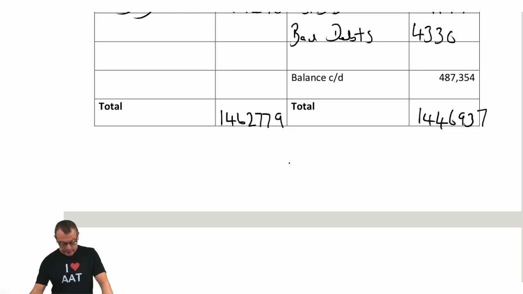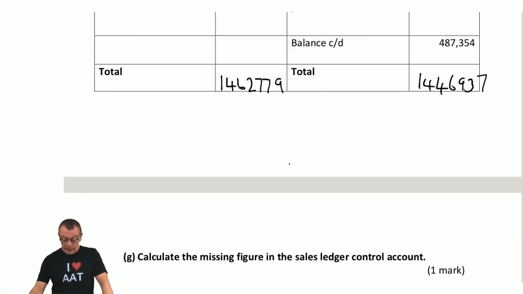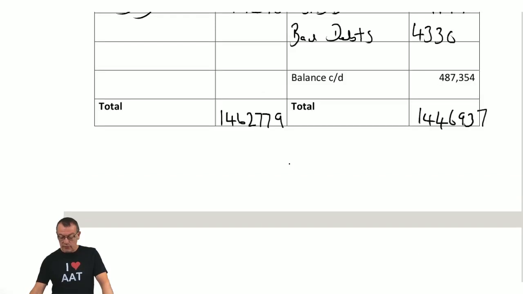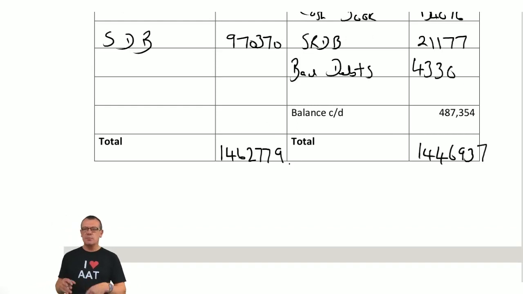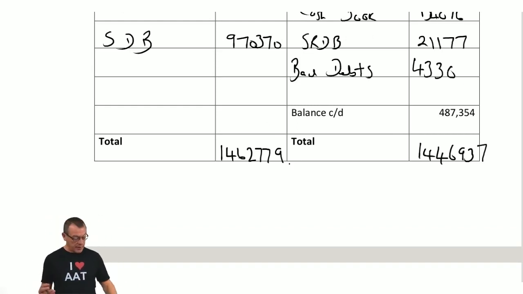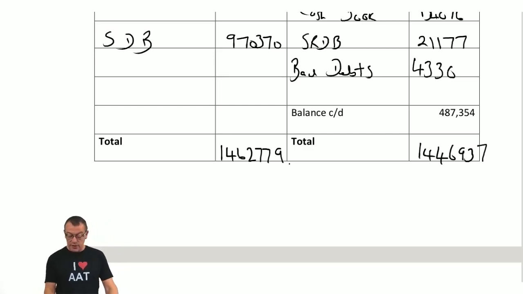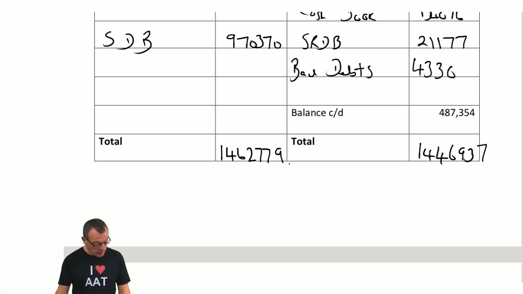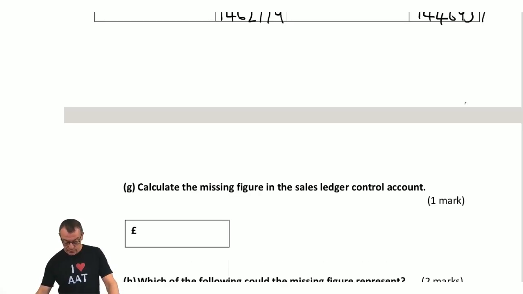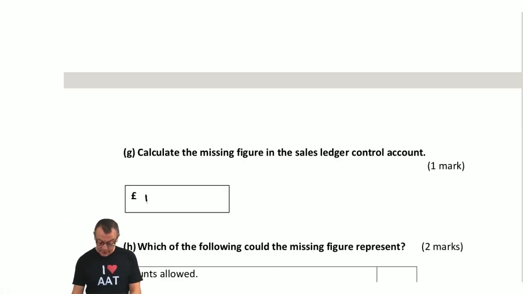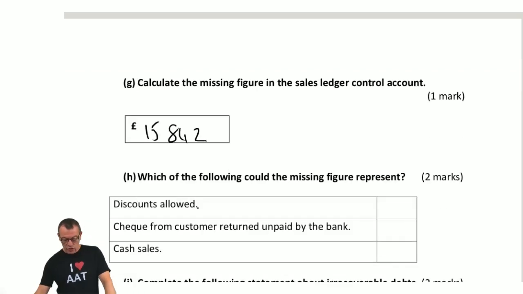Now what's the requirement? Calculate the missing figure in the sales ledger control account. Now they don't balance, as you can see, so there will be a missing figure. And again, what the examiner's done, he's brought in that section of the missing figure into this particular part of the question here. So if you take that from that, we get a missing figure of 15842. So the missing figure, 15842, complete.